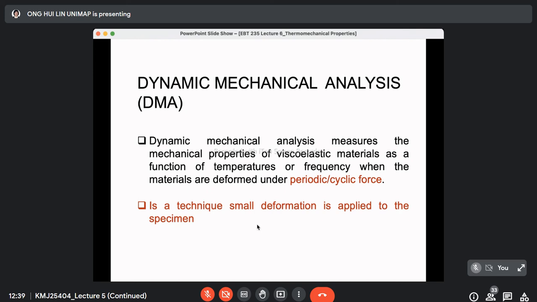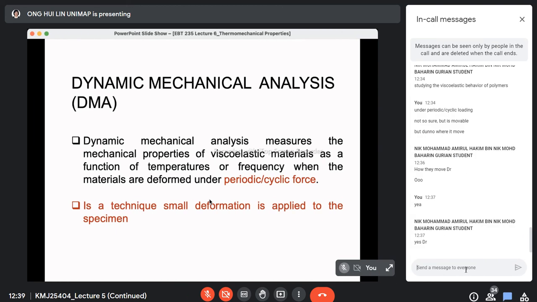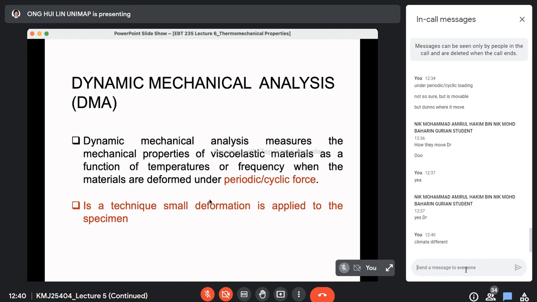So that's it. But we will perform the test according to standard. Again, we have to perform the test according to standard. Why? Why do we have to perform the test according to standard? Okay, ASTM standard, ISO standard, Malaysian standard. We have Malaysian standard, right? Malaysian standard, German standard, any kind of standard. Why must we follow the standard? Climate different. Okay, possible.